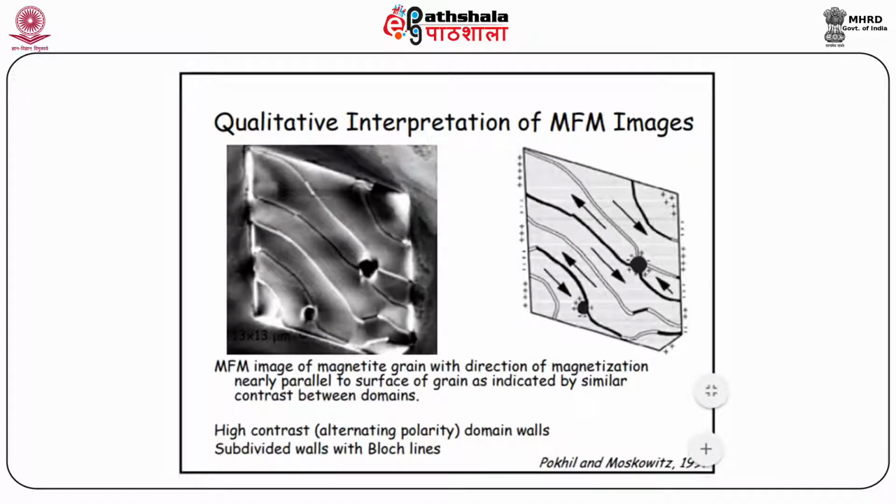Qualitative interpretation of MFM images. Here, MFM images of a magnetite grain are given, with the direction of the magnetization nearly parallel to the surface of the grain, as indicated by smaller contrast between domains. High contrast alternating polarity domains, walls, and subdivided walls have been given in these black lines. Magnetization nearly parallel to the surface of grains, as indicated by similar contrast between domains, has also been given.